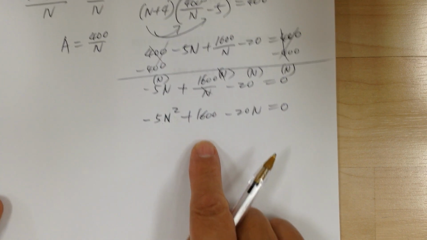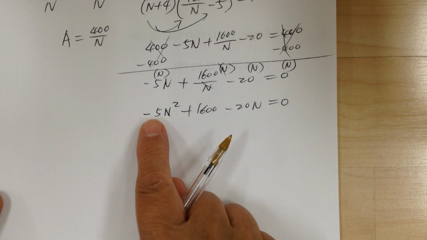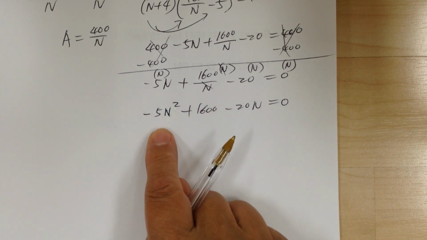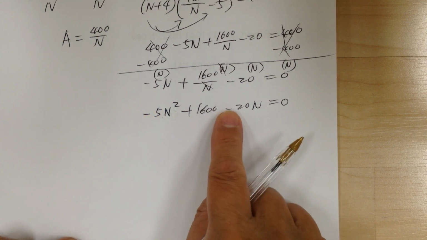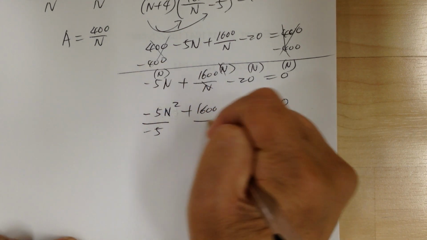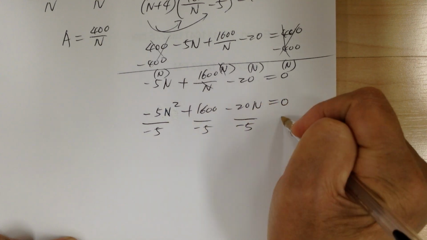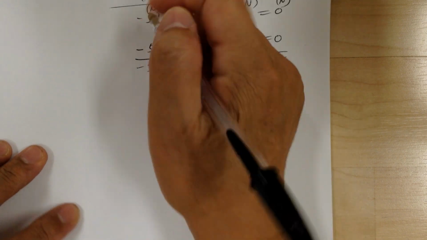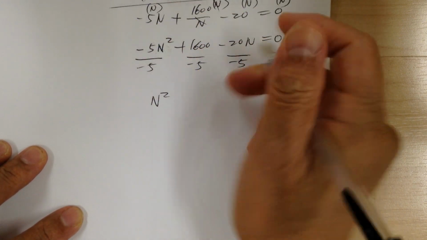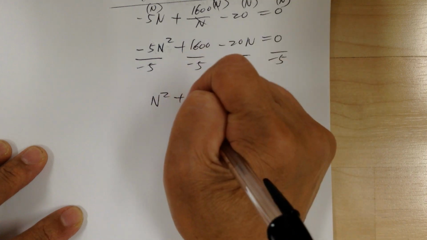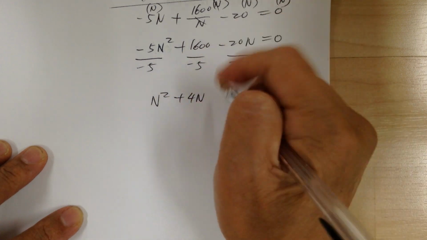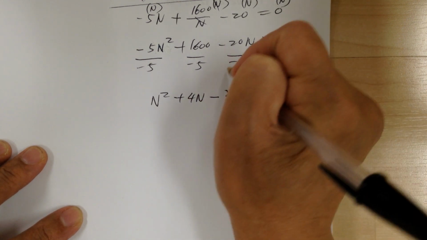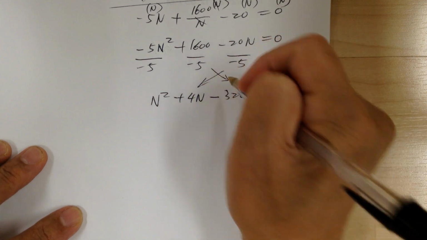Okay, next step, notice all these are multiples of 5, so I'm going to lower my numbers and get rid of the negative, so it's easier to factor. So divide by negative 5. Again, you want to lower the number as much as you can. You also want to get rid of the negative. Okay, so I get N squared. I'm going to put this first. So it'll be plus 4N, right? So put this in the correct order. Minus 320 equal to 0.